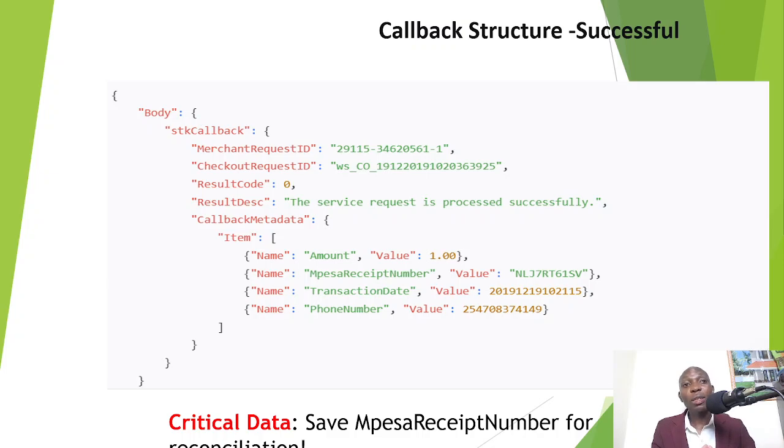Now this is another. Remember, that one was an unsuccessful callback, but this one is a successful one. This is a callback structure for a successful transaction. It is the same, with only that this usually comes with some callback metadata. Now we have merchant request ID, checkout request ID, result code 0. This is a result, not response. Result means that this is payment notification sent to you via your callback URL.